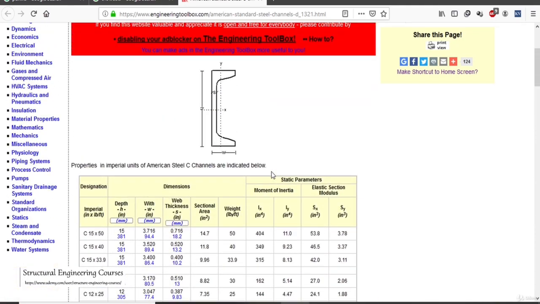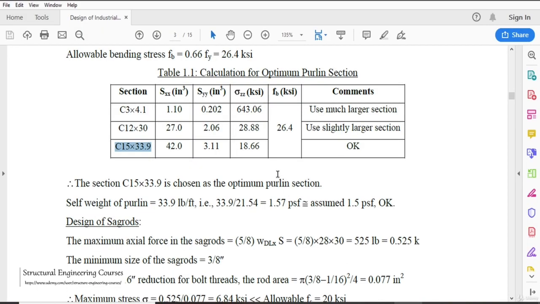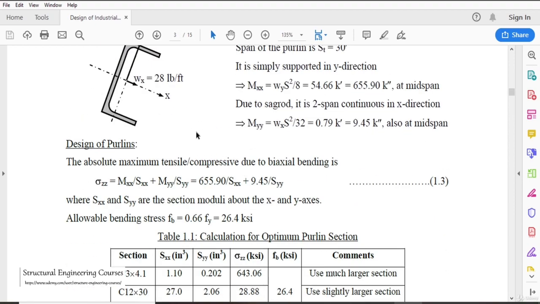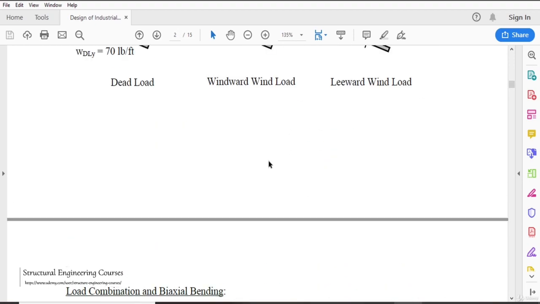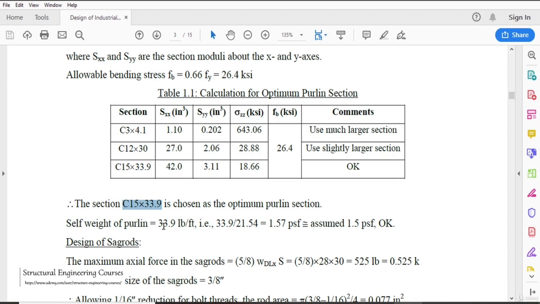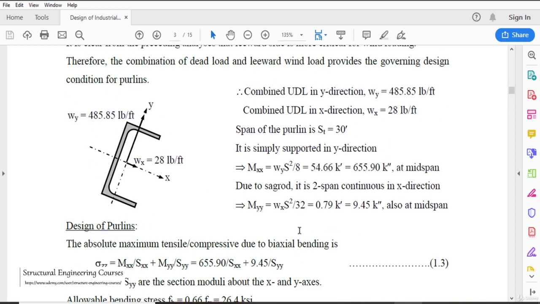Moment of inertia and elastic section modulus is nothing but Z here. So Z is I divided by y. All these are basic concepts of materials that I consider you already know. So now we have designed the purlins here. The Purlin C15 33.9 is considered as the final, considering all the loading that has been applied on the truss section as per the 120 miles per hour wind pressure. Now, what exactly is the unit weight, 33.9 pound per foot, when we divide it with the 21.54 number.